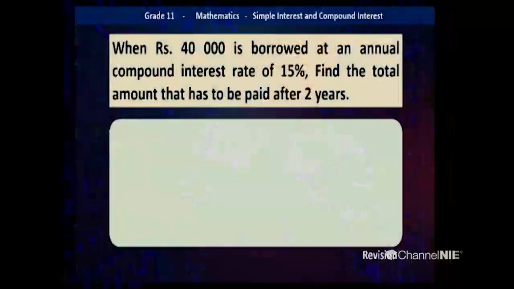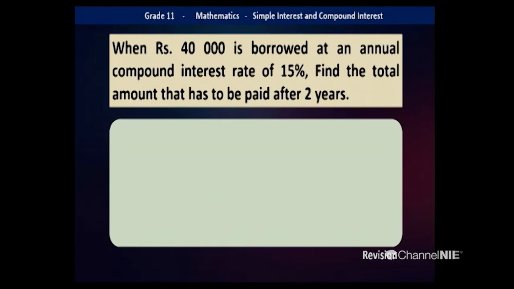When rupees 50,000 is borrowed at an annual compound interest rate of 15%. Now I want to tell you something. If they don't mention whether it is monthly or quarterly, usually take it as annual. Normally in questions, whether they mention it or not, the interest rate is annual. Then find the total amount that has to be paid after 2 years.